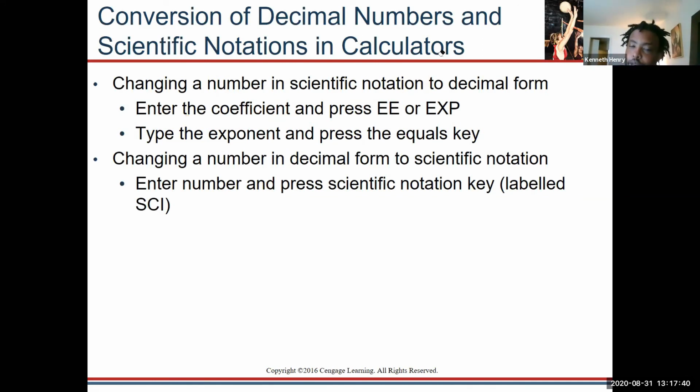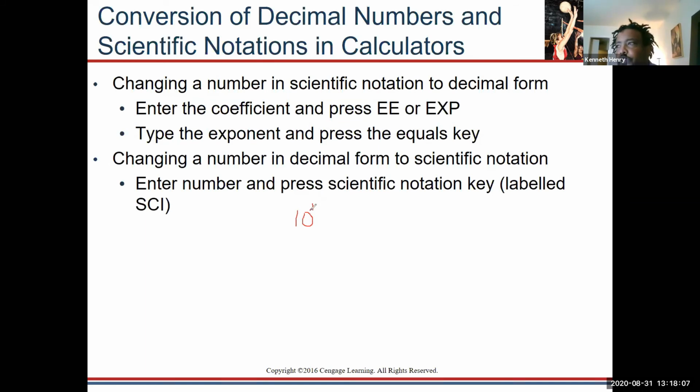So at some point you want to get a calculator. You want a scientific calculator. On your scientific calculator, you'll have a button that says EE. That basically represents the exponent, or it'll say EXP, which also represents the exponent. And occasionally some calculators have 10 to the X. That also represents your exponent as well.